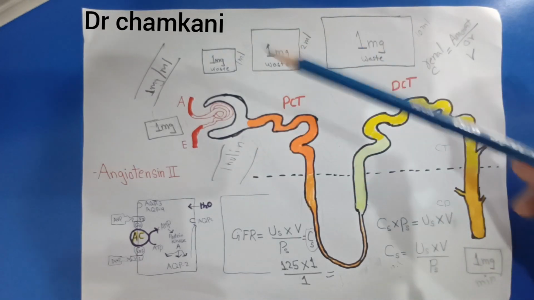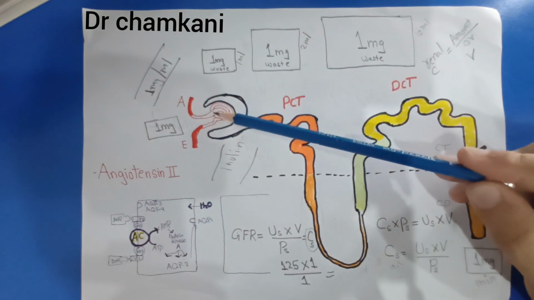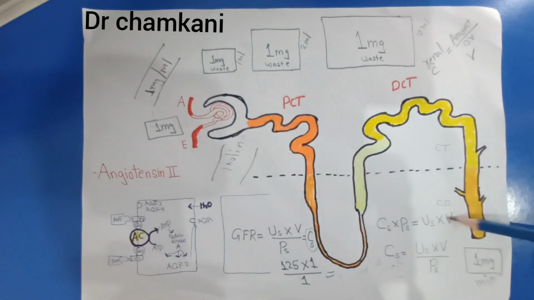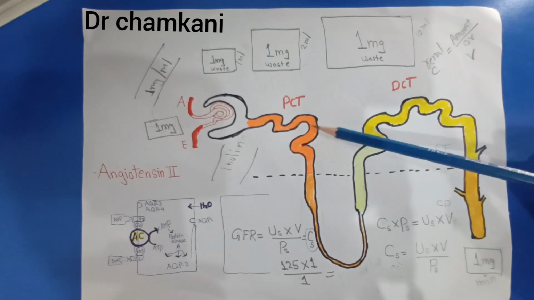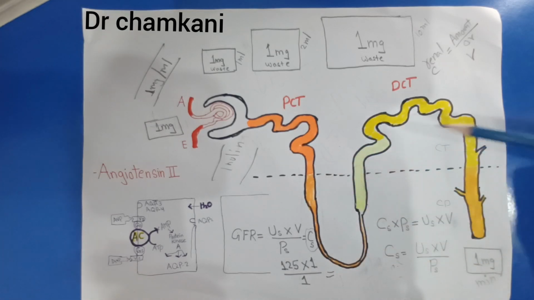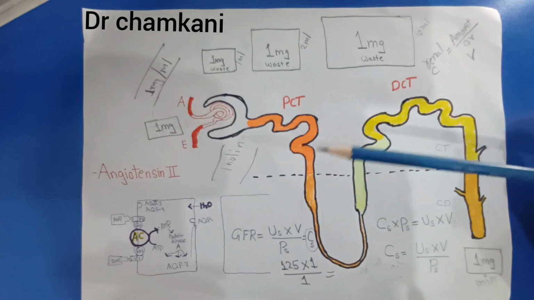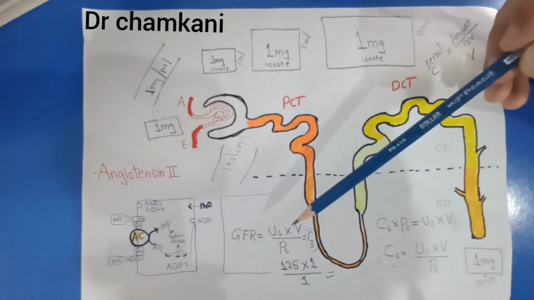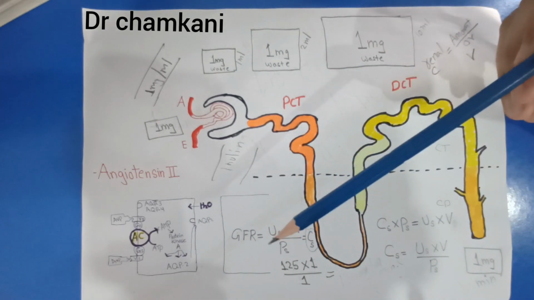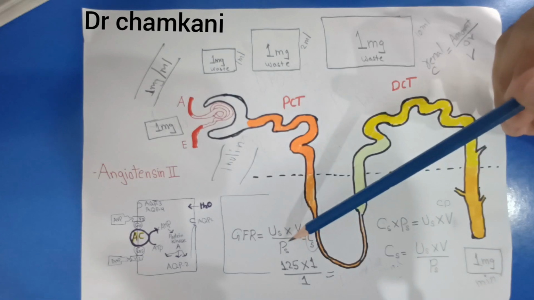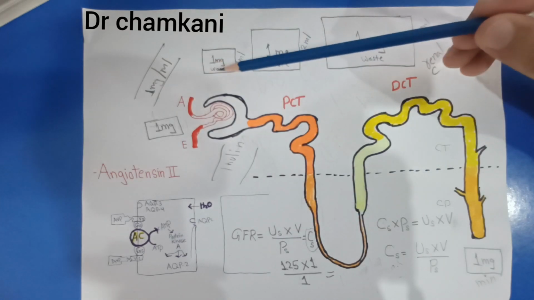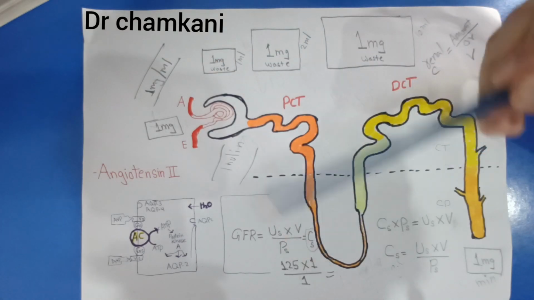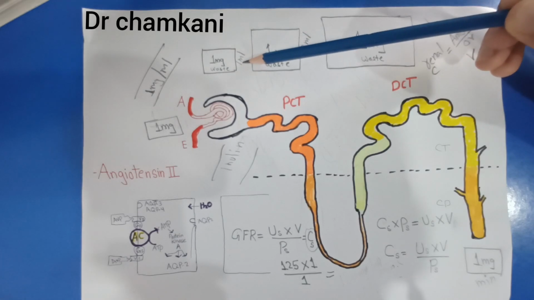Inulin is a polysaccharide which, when injected into the body, is filtered here and is completely removed into the urine. There is no tubular reabsorption and tubular secretion. Now, for example, we take some concentrations, and we imagine that the concentration of inulin in the plasma is 1 milligram per ml.